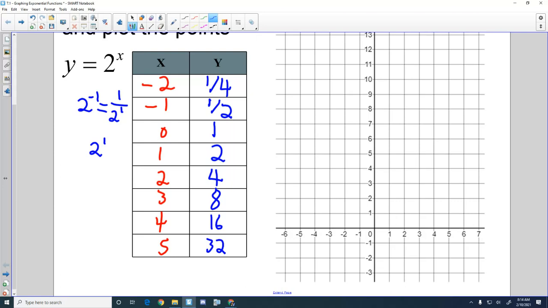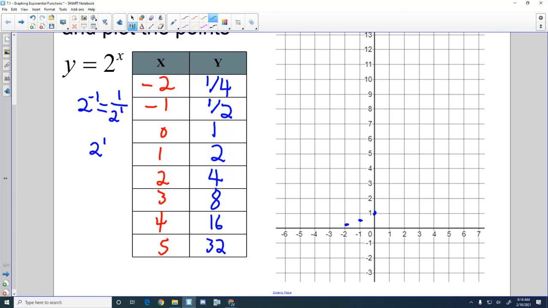And if I keep on going more and more negative to the -3, -4, -5, it's going to be a smaller and smaller fraction that's going to get really, really close to what number? To 0. Yeah, it's getting closer and closer to 0 every time. So let's plot these on our axis. At -2, 1/4, that's just barely above the x-axis. -1, 1/2, that's right in the middle. 0, 1. It's going to be our y-intercept, because it's on the y-axis.